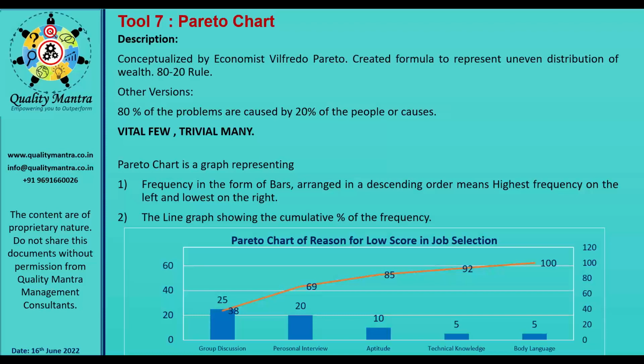The statisticians then took up this concept and related it to industrial scenarios, and they said that 80% of the problems are caused by 20% of the people, or you can say 20% of the causes. Don't say directly the people. Basically, 80% of the problems are because of 20% of the reasons or 20% of the causes.